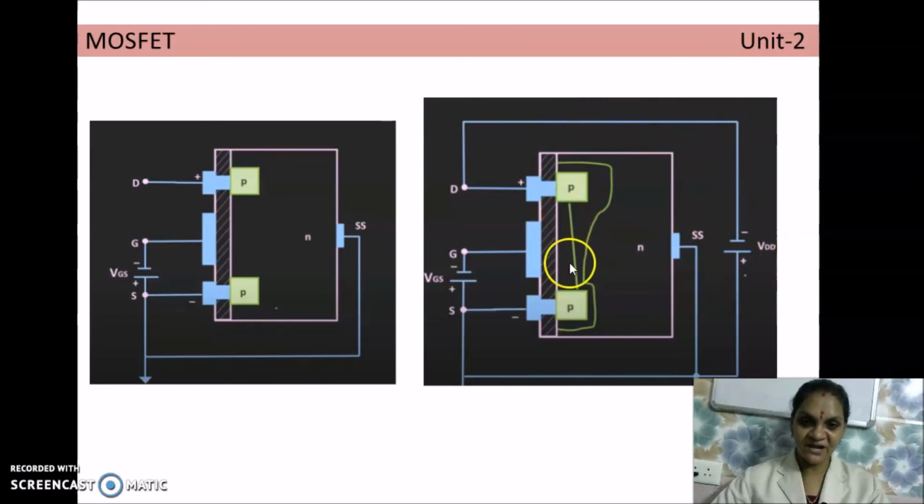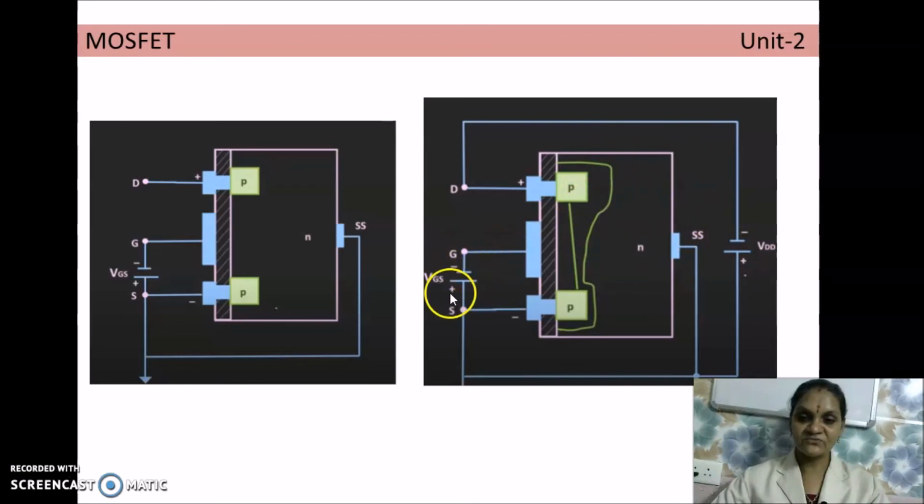Once the channel path gets separated, after that if we increase the value of VDS, the current will not increase. It remains constant. This is because with the support of this electric field, the carriers can simply jump from this channel towards this P region due to the attractive force of this P region, but they cannot contribute to an increase in the current. That's why it remains constant. So this region of operation we call the saturation region.